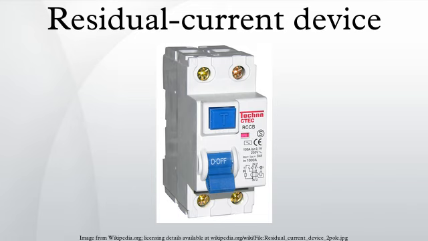Italy. The Italian law prescribes RCDs with no more than 30 mA residual current for all domestic installations to protect all the lines. The law was recently updated to mandate at least two separate RCDs for separate domestic circuits.